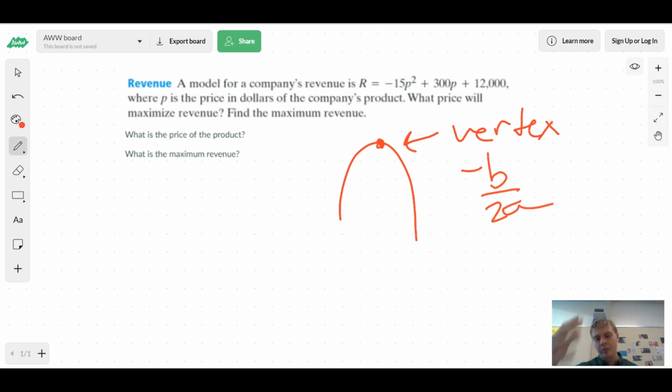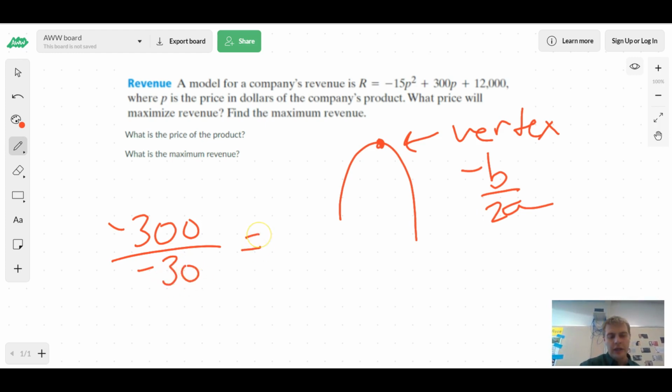So we kind of just think through the process of how you do each step. If I want to find that vertex point, my b term is 300. So that would be negative 300 over, well, 15 times 2 is negative 30. And so we would get this to be 10. So that is my maximum for my x value, and your x value here is p, which should stand for product. So my product is 10. Let me just put that there.